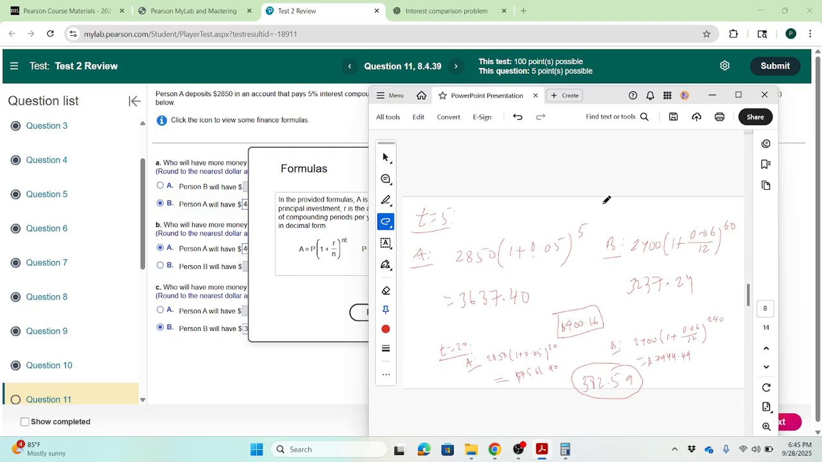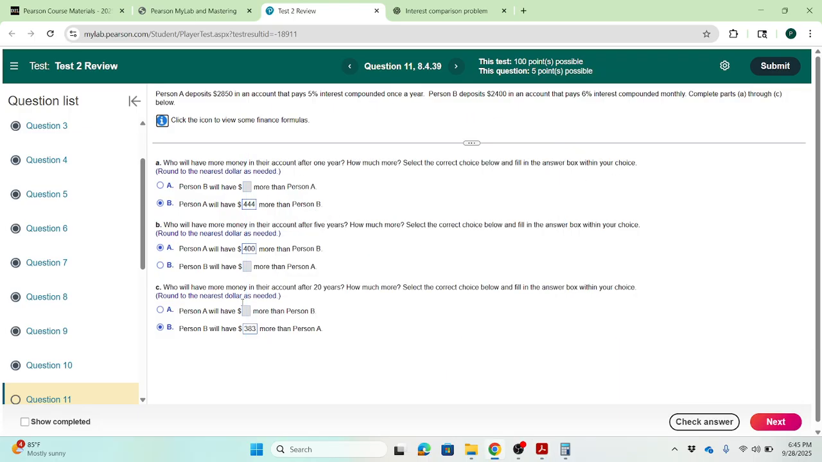So I'm just going to show you briefly. For A, 2850 times 1 plus 0.05 to the power 5, and for B, 2400 times 1 plus 0.06 divided by 12 to the power 12 times 5, because n times t, n is 12 for monthly and time is 5 years. By using that, person A makes more money, which is $400.16. If you round it to the nearest dollar, it would be $400. And for 20 years, person B makes more money than person A. So that's the twist. If you go longer, compounded monthly pays more.